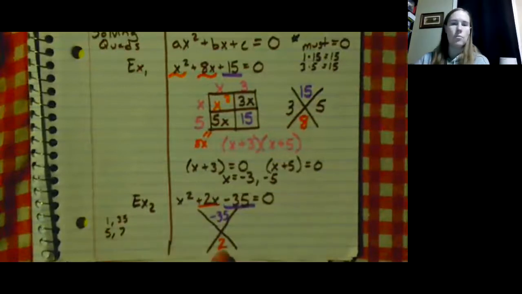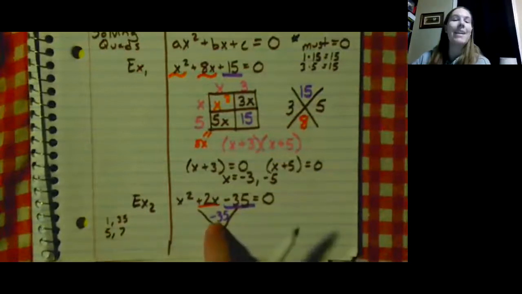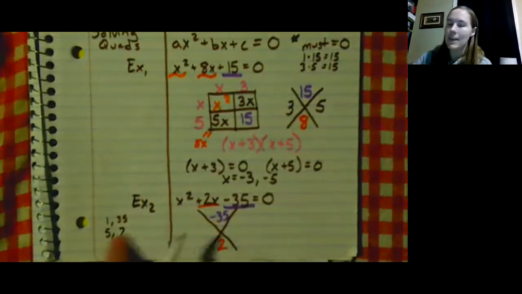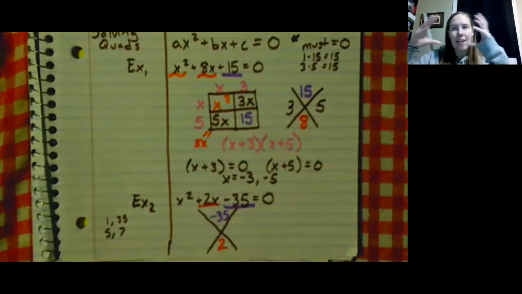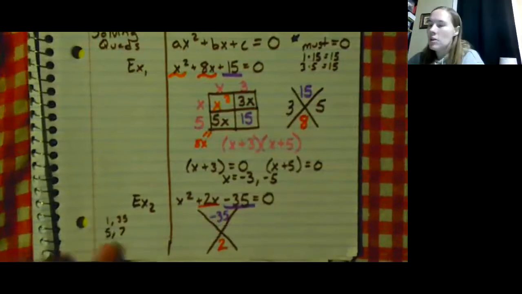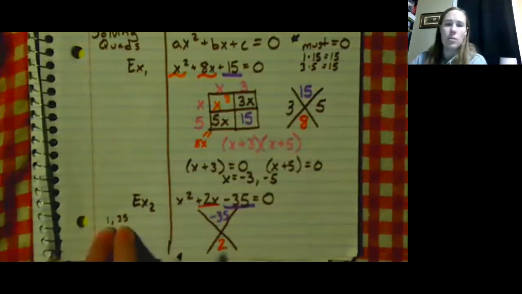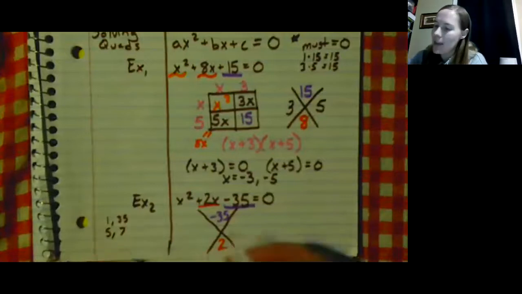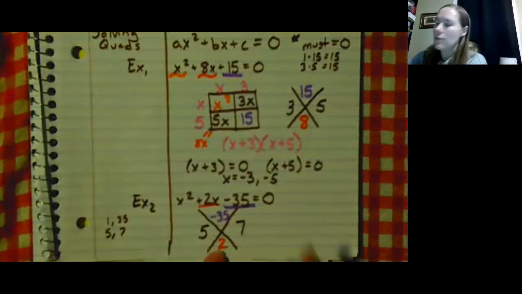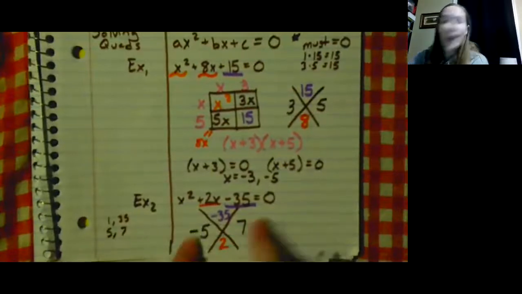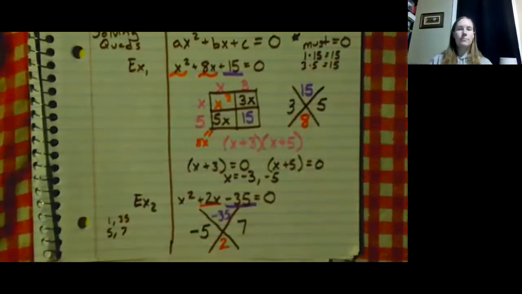But remember, we want a negative here. So that means that one of these numbers has to be negative. So I know that 2 means there has to be a small difference. So if I subtracted these, this would be a huge difference. But these, it wouldn't be as big. The 2 is positive, so I know 7 minus 5, that would give me 2.